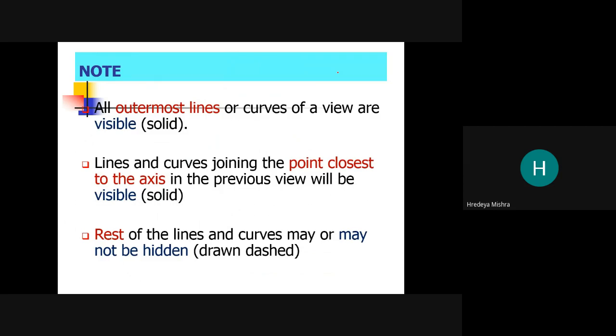Now, all outermost lines or curves of a view are visible solid. Lines and curves joining the point closest to the axis in the previous view will be visible solid. The rest of the lines or curves may be hidden, drawn dashed.